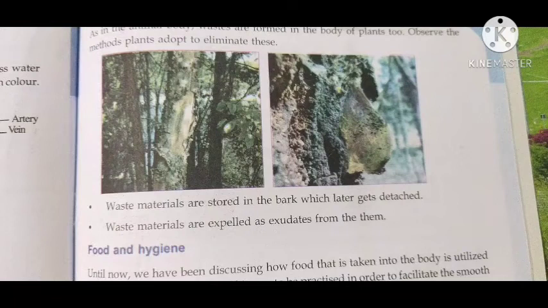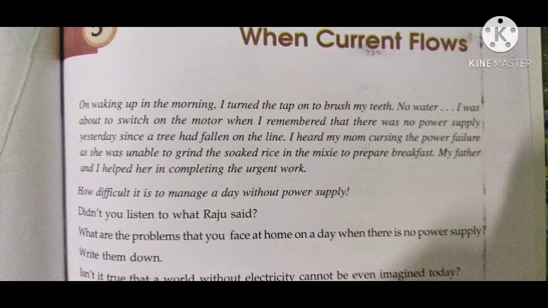Certain plants expel the waste materials as exudates or gum. Example, jack, mango, oak, cashew nut, etc. Then about food and hygienic habits. These are all about the 4th unit. Write down the main points in your notebook. Okay. Then let's start our next unit, when current flows.